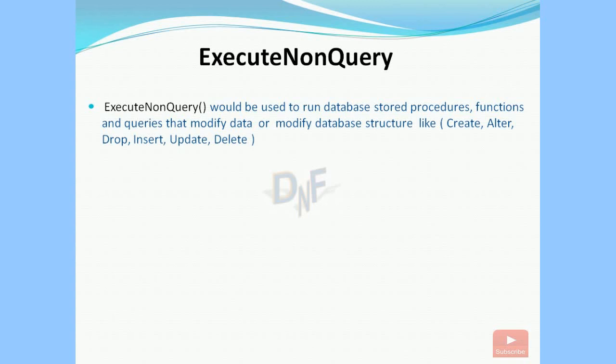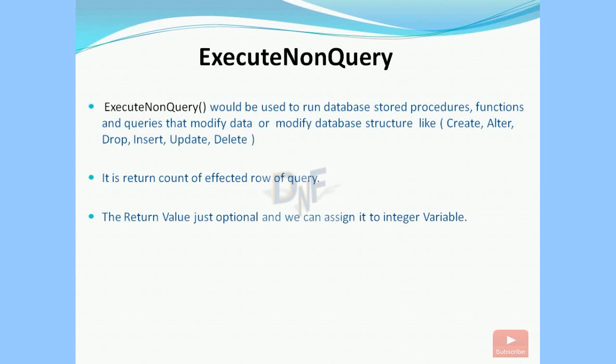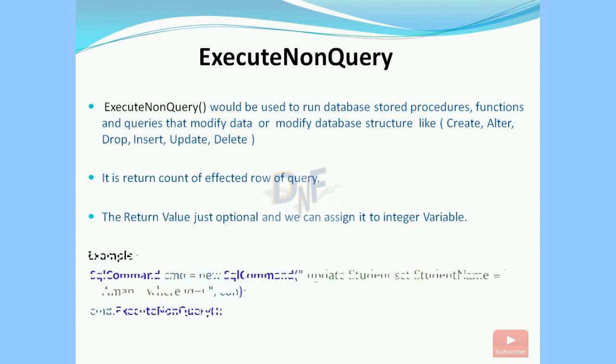So for execution of this type of statement, normally we call the execute non-query function. It returns the count of affected rows of the query. Basically, when we call the execute non-query, it returns how many rows are affected by that statement. The return value is optional, and we can assign it to an integer variable. And here is a simple example of the execute non-query.